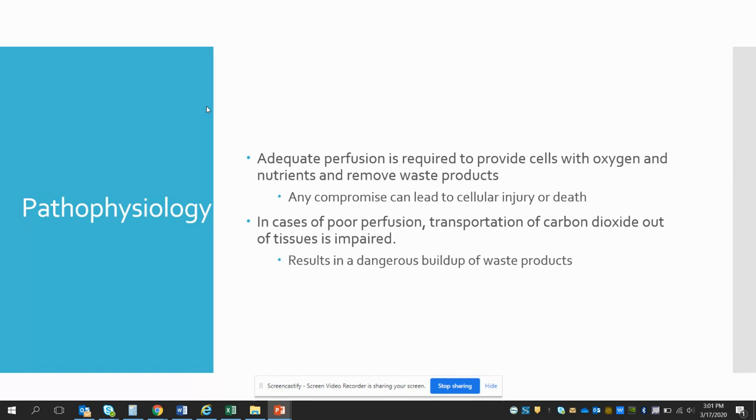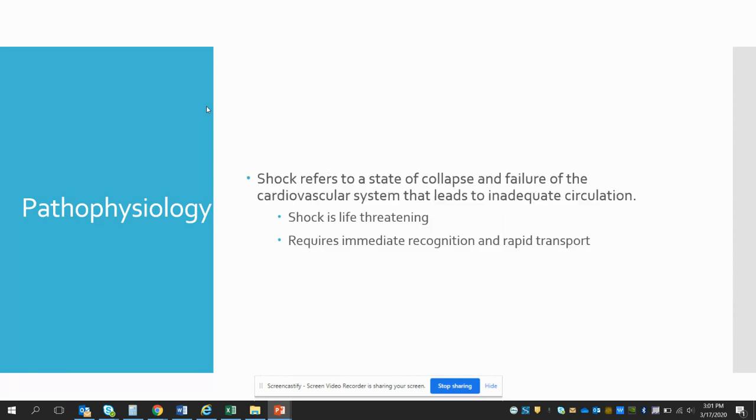In cases of poor perfusion or shock, transportation of carbon dioxide out of tissues is impaired, so you're beginning to build up waste products, which in itself is very dangerous, as we're going to take a look at what that can lead to. So shock refers to the state of collapse and the failure of the cardiovascular system that leads to inadequate circulation, like we said, and it can be life-threatening, and it does require immediate recognition and rapid transport.